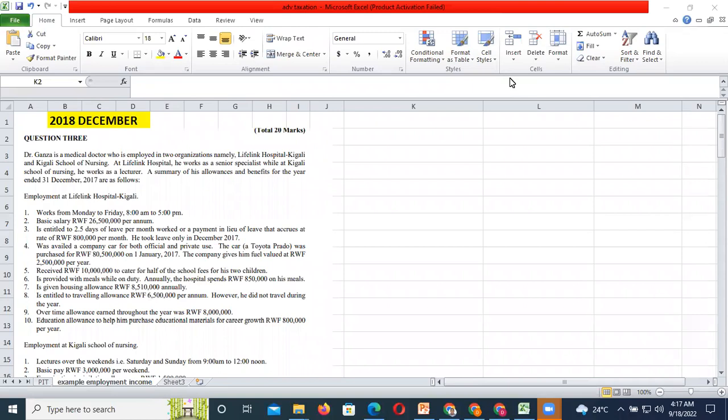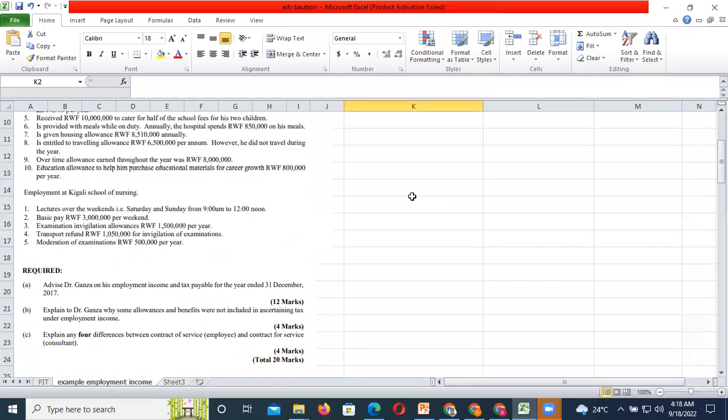So the question now is, did he receive this allowance or not? So that's what we needed to discuss. We have an overtime allowance throughout the year of 80 million. Education allowance to help him purchase educational material of 800. So in this case, if you look at this question, automatically it tells you that you are computing annual employment income because all the information we have is annual.